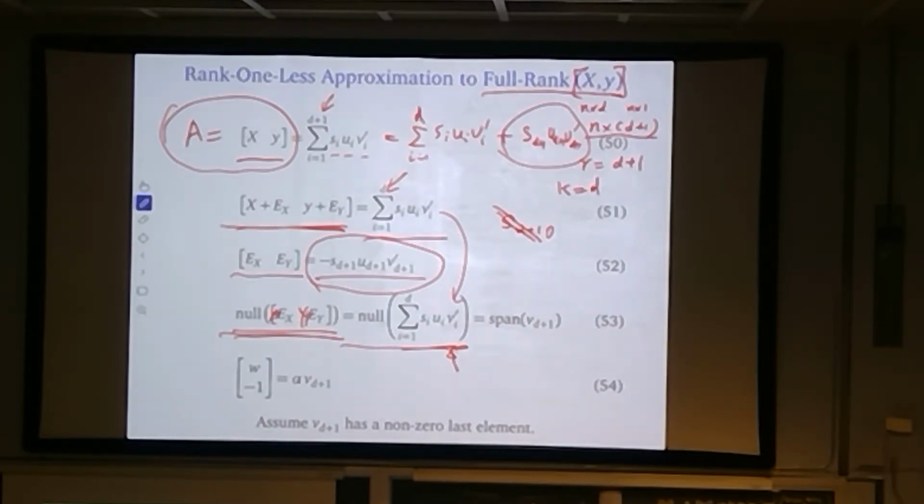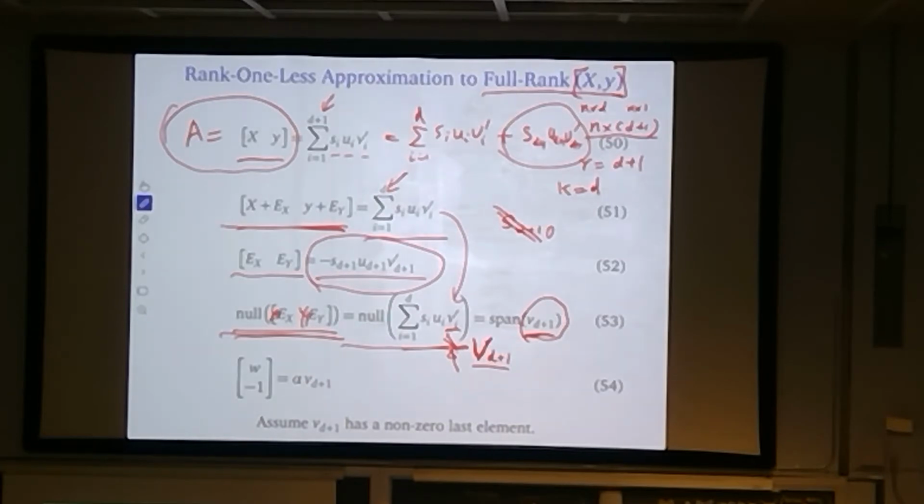And what's the null space of this? It's essentially the last vector, right? Because any of this, if you multiply by v_{D+1}, every column is orthogonal to each other. This dot with v_{D+1} is always 0, right? So the null space of this must be spanned by the last singular vector.